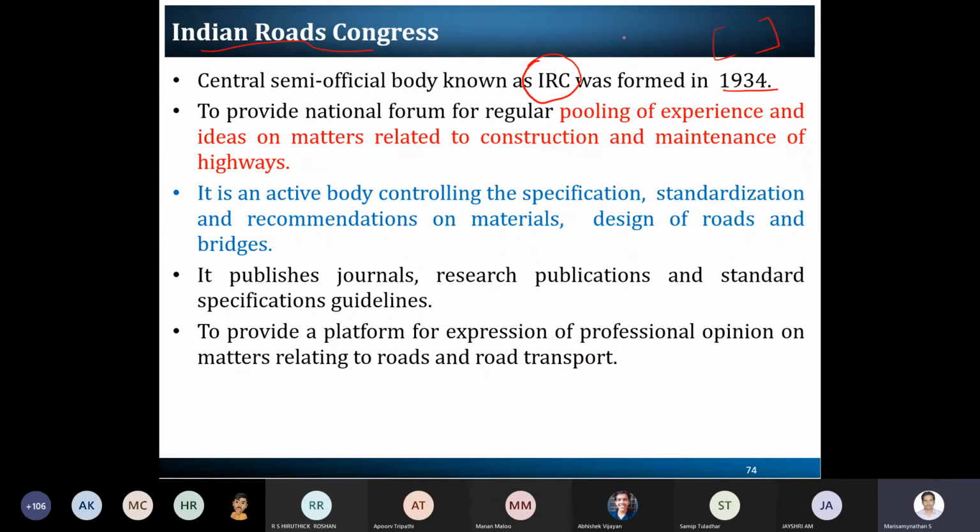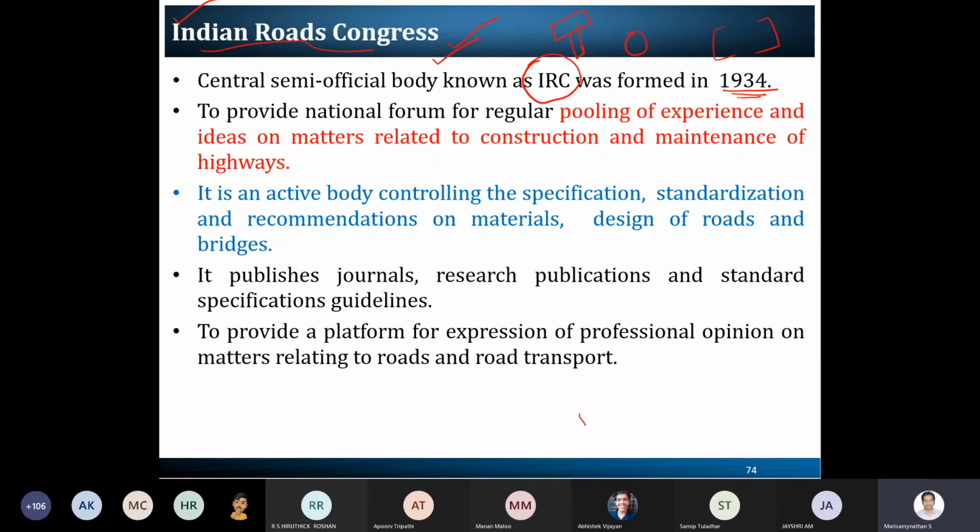For example, if you want to construct a flyover, you have to refer to IRC. If you want to introduce signalized intersections, you have to refer to IRC for the provisions and everything. If you want to provide a signboard, which I covered in the first year, there are standards and specifications for Indian conditions, and those specifications are referred from the IRC manual. So this is their ultimate aim in introducing it in 1934.